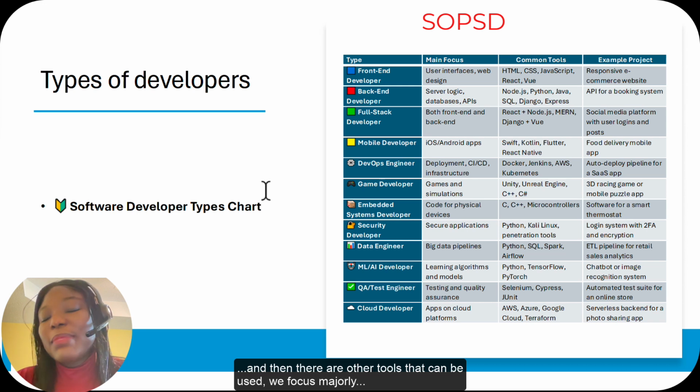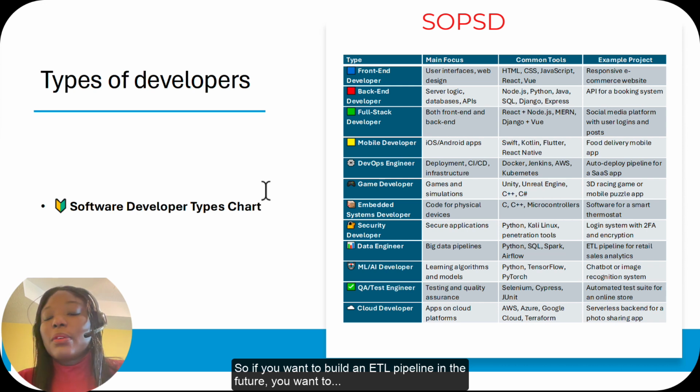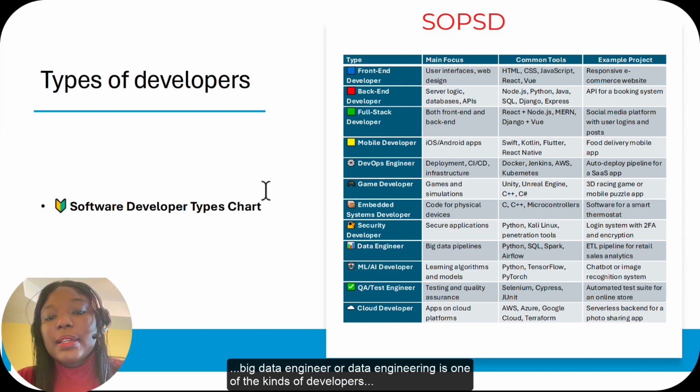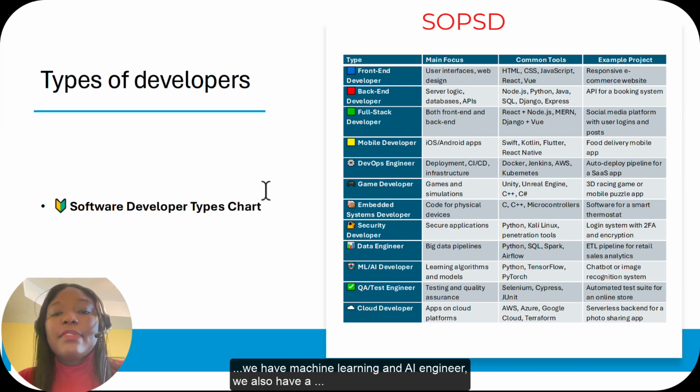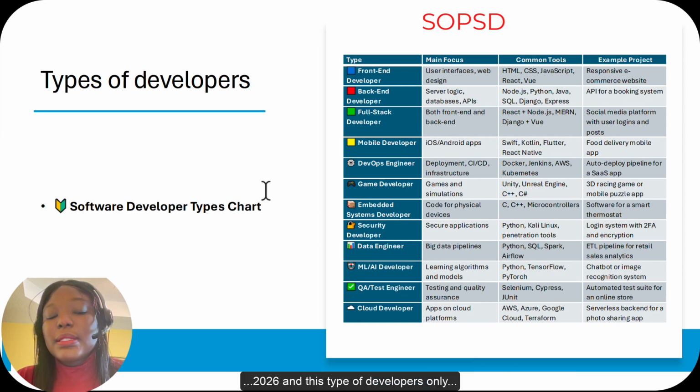We focus majorly on vanilla way of doing things at School of Programming and Software Development. So if you want to build an ETL pipeline in the future, you want to build a marketing or sales analytics site for customers, big data engineer or data engineering is one of the kinds of developer. Then now we have machine learning and AI engineer. We also have a fundamental of artificial intelligence course that starts in January of 2026, and the type of developers only learn how to build algorithms and learn models.